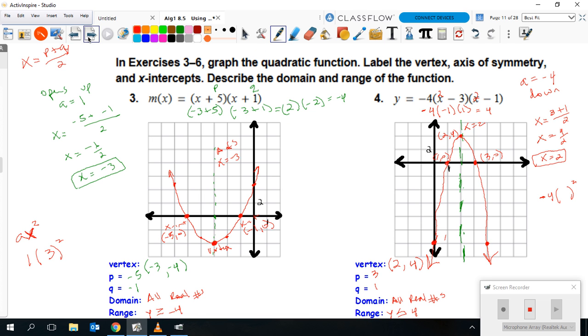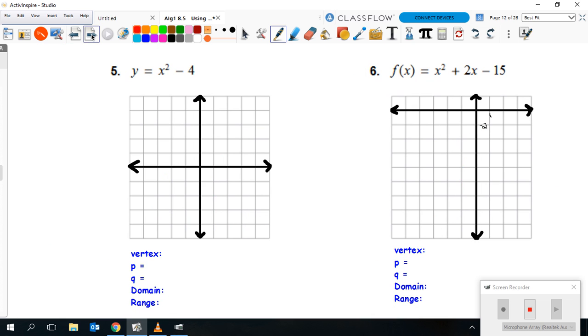All right, let's move forward to looking at 5 and 6. So 5 and 6, continuing on. What we notice here is that it is not in intercept form. So we have the option, we can graph it in the form that it's in.